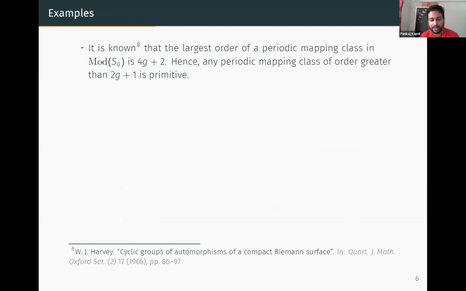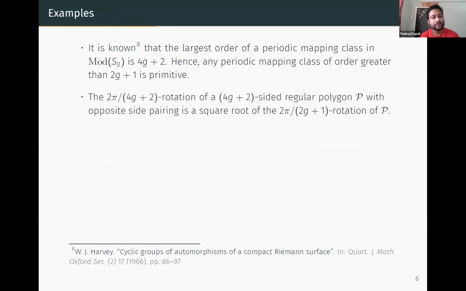If you have any mapping class with order more than 2G plus 1, then it has to be primitive. If you take a 4G plus 2 sided polygon and identify opposite sides, you get a genus G surface. Then you take the 2 pi over 4G plus 2 rotation. That is a square root of the 2 pi over 2G plus 1 rotation, right? You just take the square, you get the 2G plus 1 rotation. So the one click rotation is a square root of the two click rotation, basically.